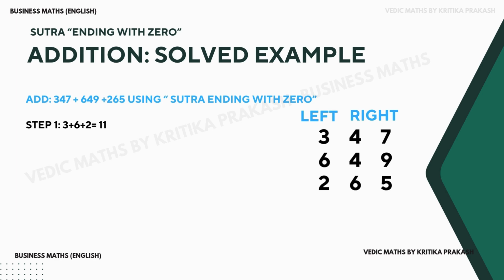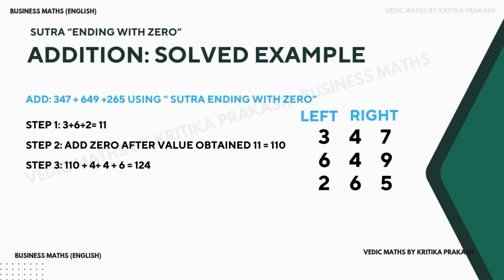Second step, we would be adding the 0 to the obtained value. So now our number becomes 110. Moving on to the next side, in the right side we have the numbers 4, 4 and 6. So this would be added with 110 to get 124. And at the very last step, we would again add 0 to this obtained value. So the 124 would become 1240 and all the digits from the right hand side 7, 9 and 5 would be added and our final answer would be 1261.